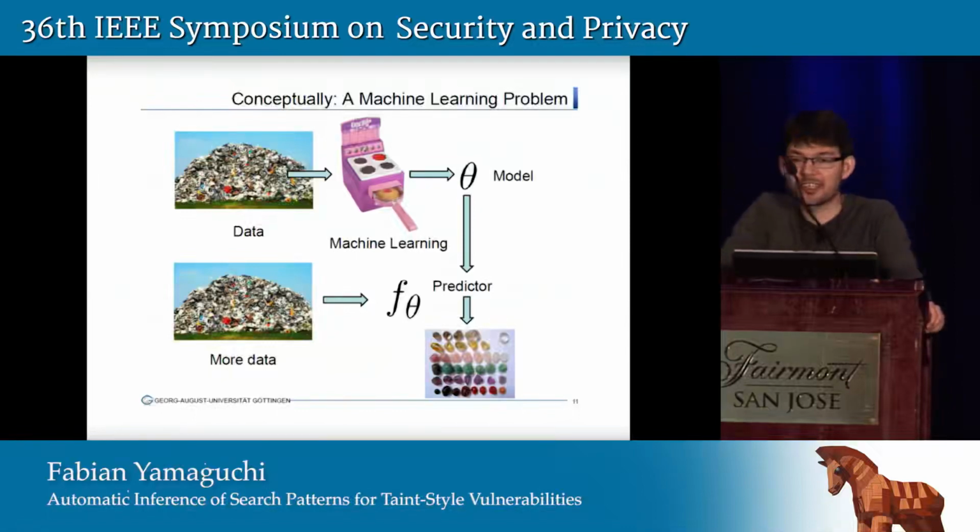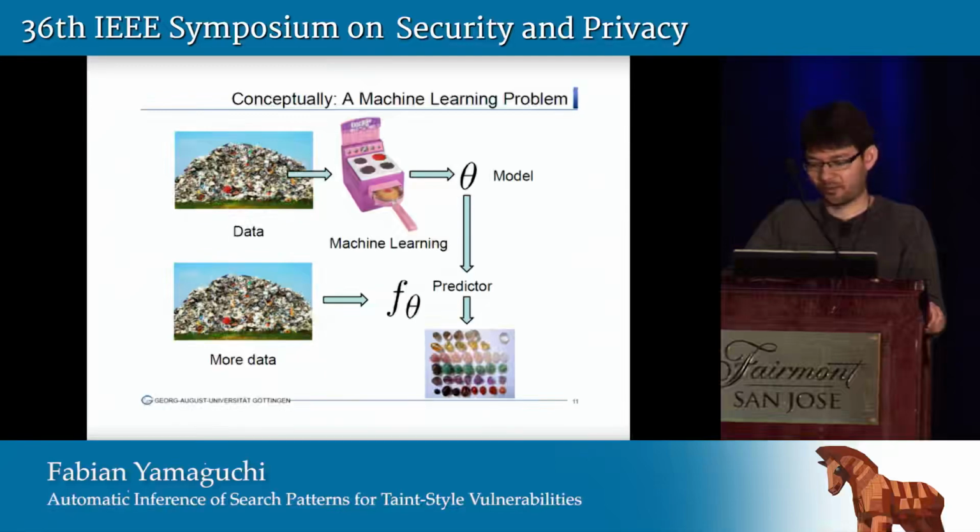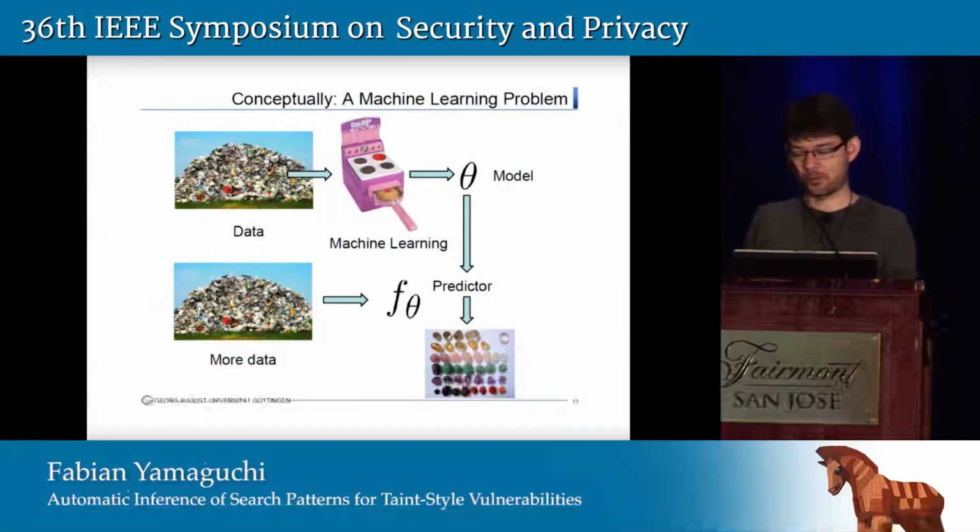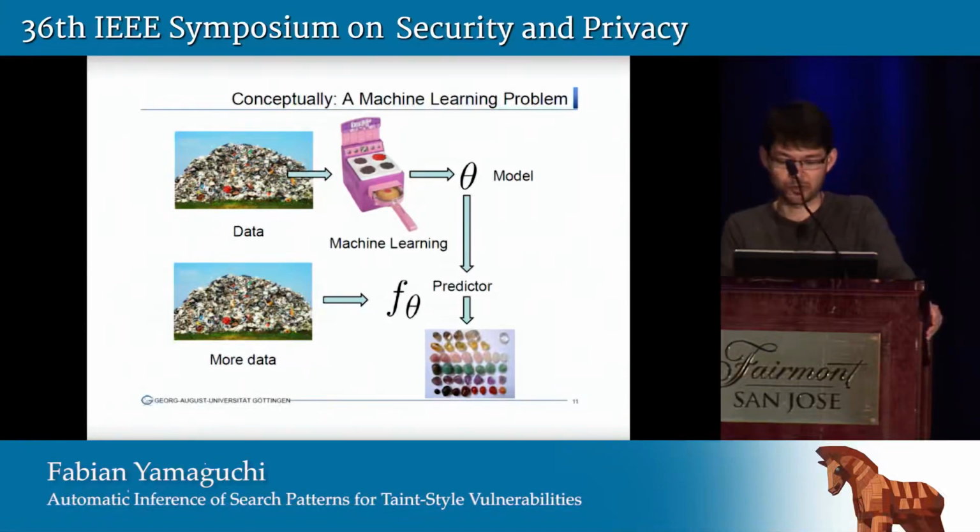Now, conceptually seen, this is a machine learning problem, right? Machine learning means you have data, and you have the machine learner, which generates a model for you. Then this model can be used to instantiate a predictor, and you can throw more data at this predictor, and it will, for example, put the data into groups. I want to stress here that this doesn't only describe supervised learning, but also unsupervised learning, as we do with our tool.